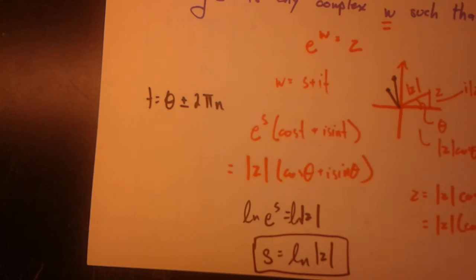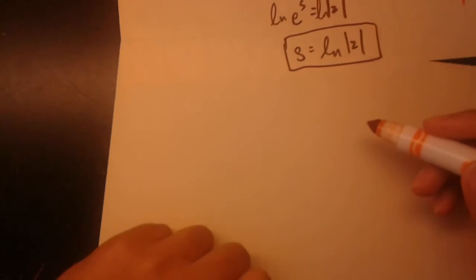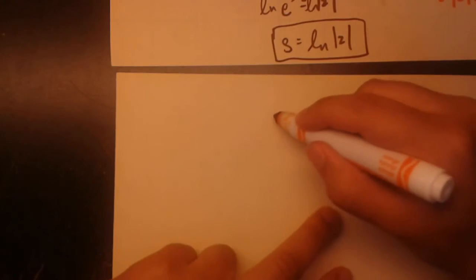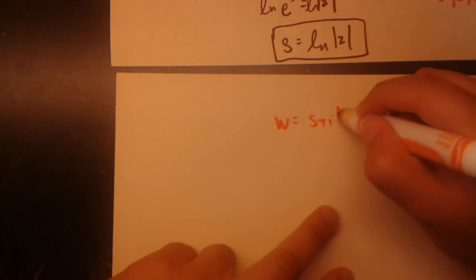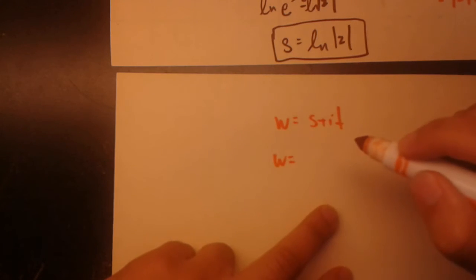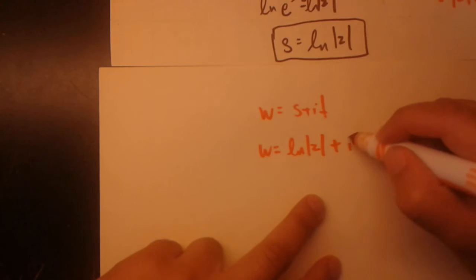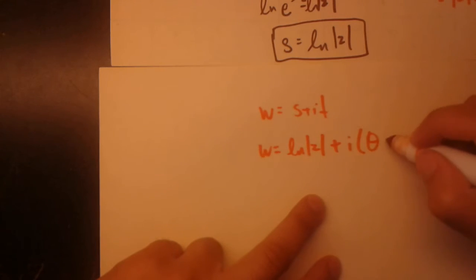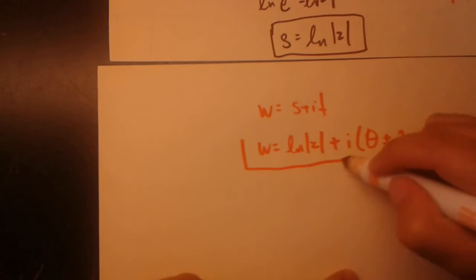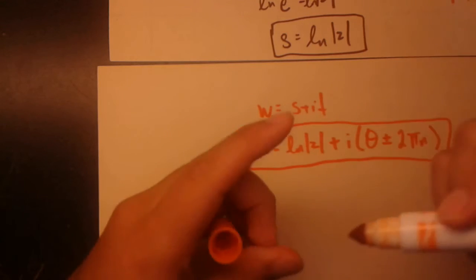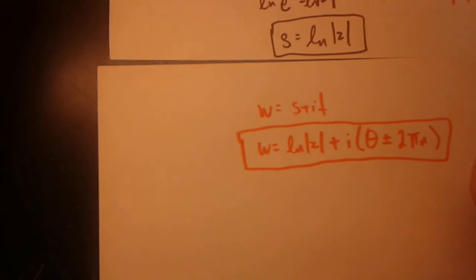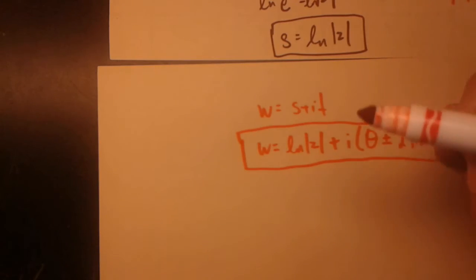So let's just write down what the solution is. On this paper, we have found w equals s plus it, and we found the value for s is natural log of the modulus of z, plus i, and t we found was theta plus or minus 2 pi n. So we see that in this way we have an infinite number of solutions. But even though this is great, it is kind of bad because this is not a function anymore.